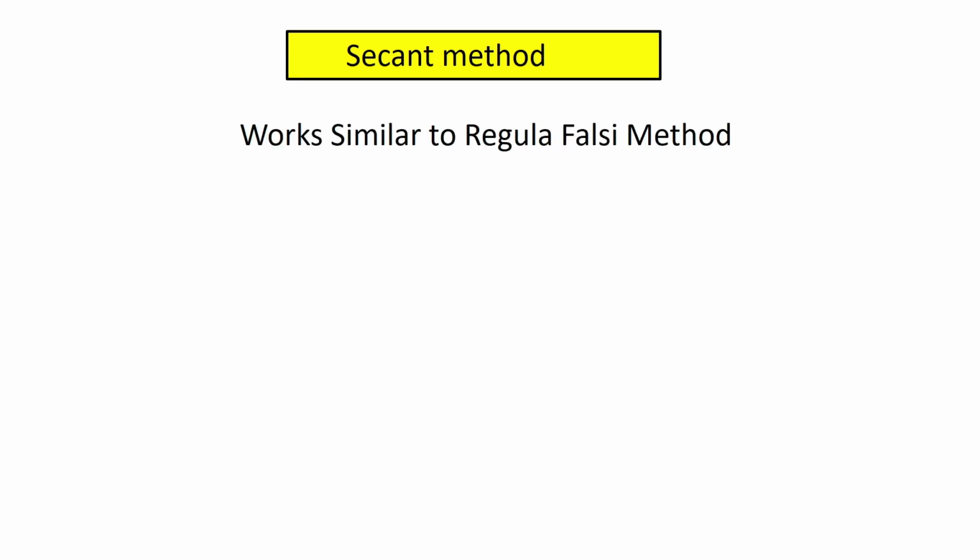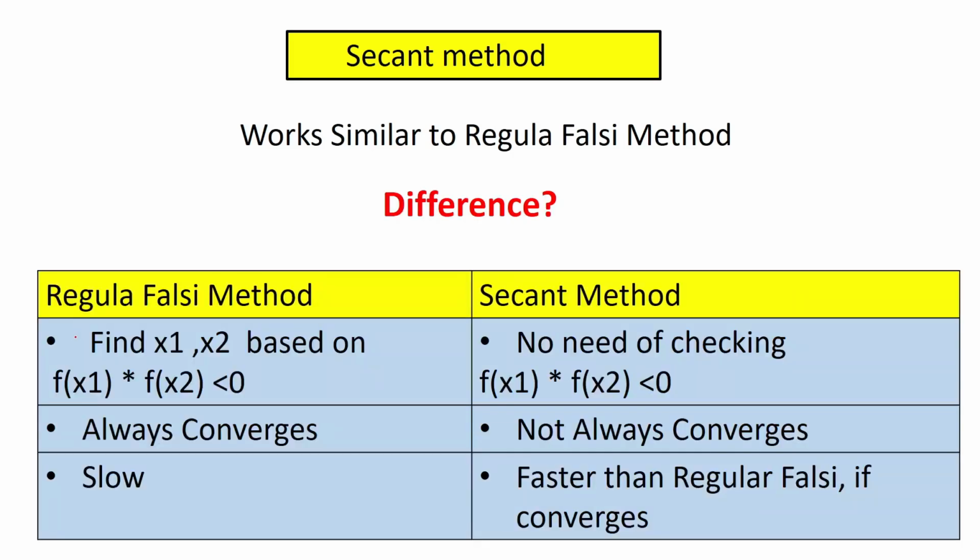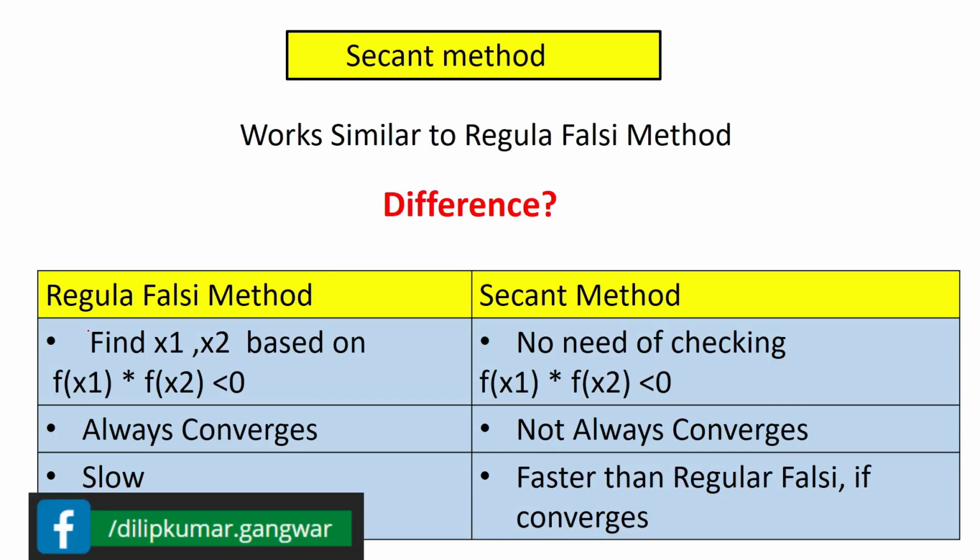The secant method works similar to the regula falsi method. But then the question is, what is the difference between these two methods? These are the differences between the regula falsi method and the secant method. In the regula falsi method, we find x1 and x2, the initial boundary between which we can find the root, based on these conditions.